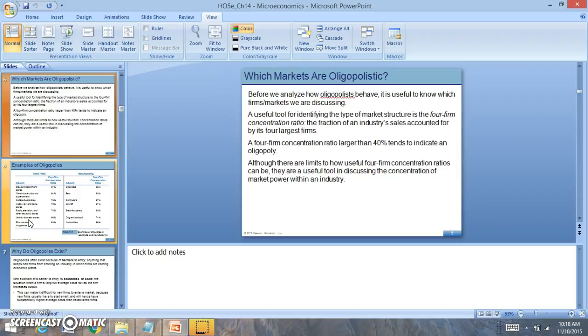Examples of oligopolies are airlines, cell phone providers, cell phone producers, car manufacturers, gas stations. Those are good examples of oligopolies. And what happens with these firms is they watch each other when they make pricing decisions.